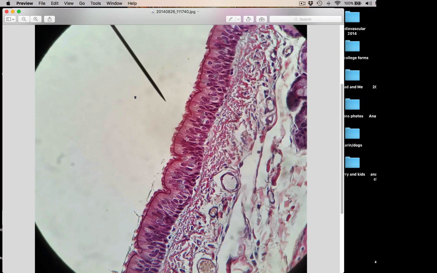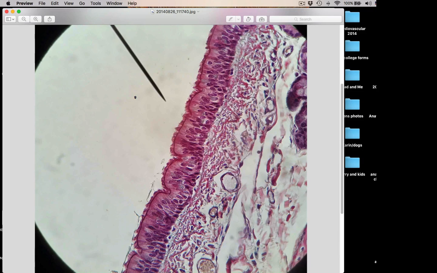Pseudostratified, columnar. These are columnar cells. Look at the nuclei. They are elongated. Elongated nuclei, columnar. It's got cilia. See the cilia here? Cilia are much different looking than microvilli. Cilia are hair-like extensions that move. They are motile. They move whatever is on top of their surface. So this is going to be pseudostratified, ciliated, columnar epithelium.